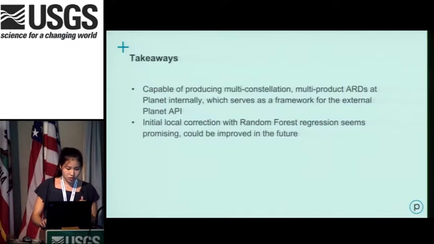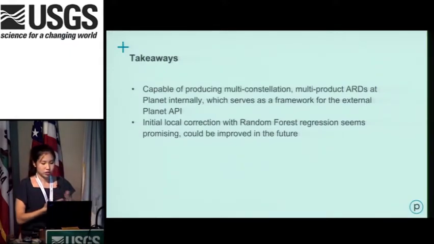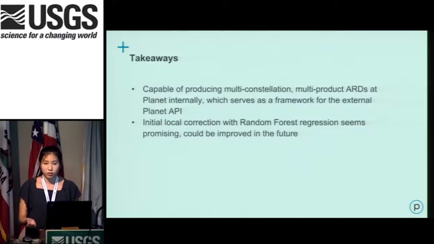And to move on to conclusions, the biggest takeaway is just 2 bullet points here. One, we have this capability of producing multi-constellation, multi-product ARDs at Planet internally, and this can also serve as a framework for our external API, which is capable of retrieving and doing the same searches for specific orthotiles given an AOI and TOI.